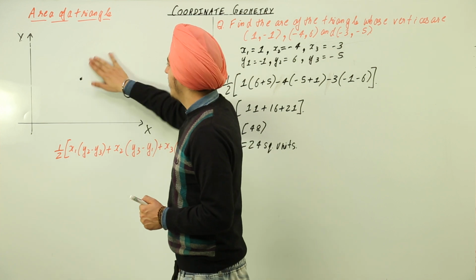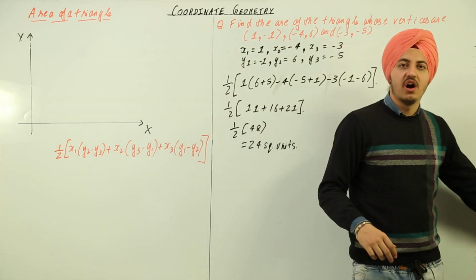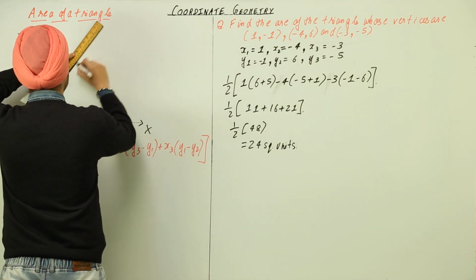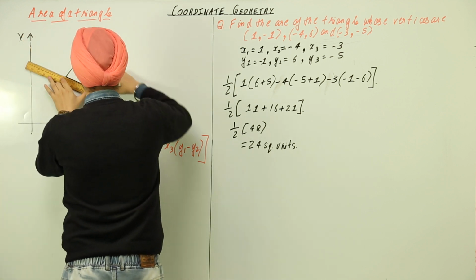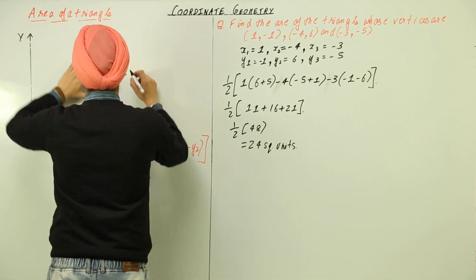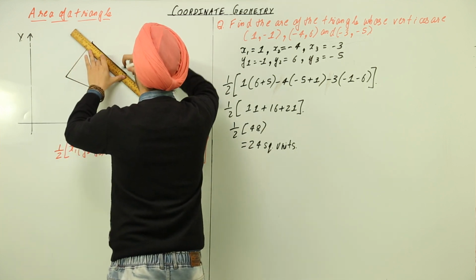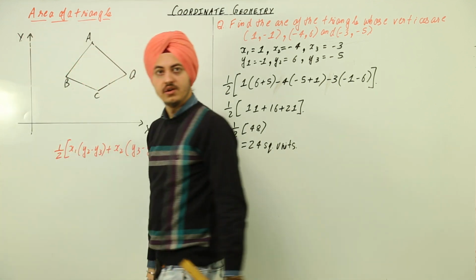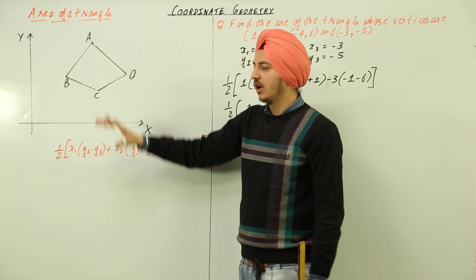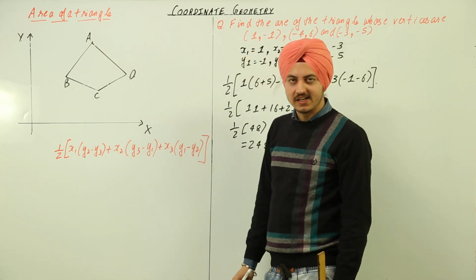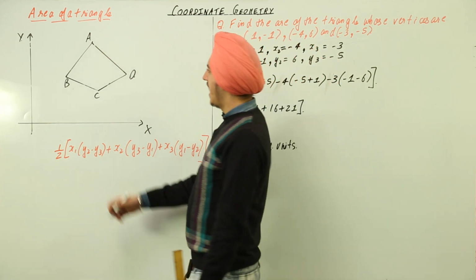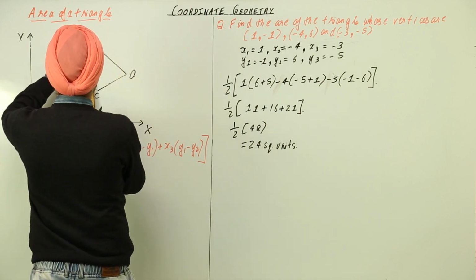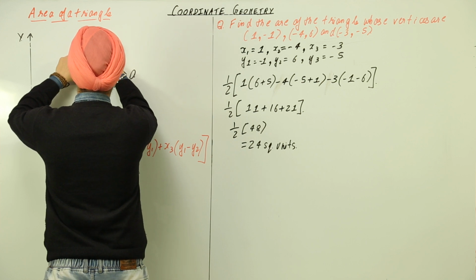Now imagine that you have to find the area of a quadrilateral. So what is a quadrilateral? A quadrilateral is a four-sided figure, am I correct? So let's draw any four-sided figure. This is a quadrilateral ABCD. Now if I have to find the area of this in the xy coordinate axis, I just divide it into two triangles. I can either join AC or BD, any of these.